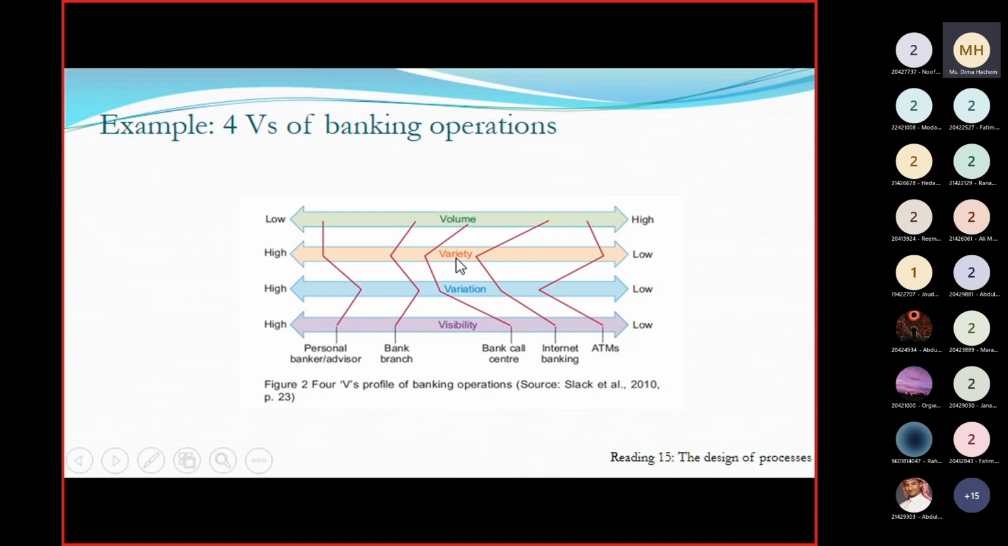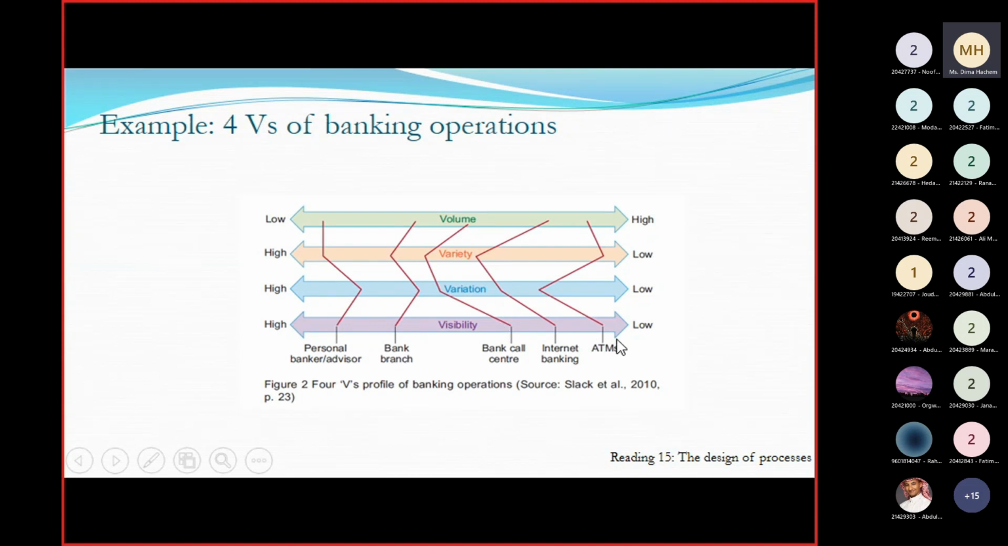You can only withdraw money, and some ATMs allow you to deposit money. That's it. You can't open a bank account. You can't do a transaction. You can't pay a bill. There are many things that you cannot usually do with an ATM. But it has a high volume. A lot of people use the ATM. We use the ATM more than we visit the branch.